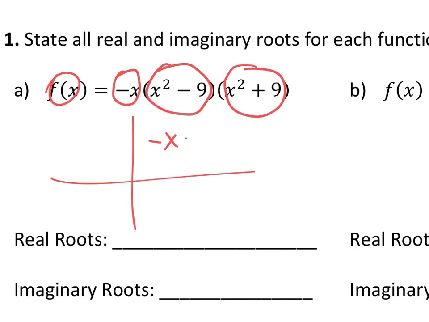Can negative x equal 0? Yeah, if x equals 0. Can x squared minus 9 equal 0? Yes. And if you can factor it, you should. x plus 3, x minus 3, and then you'd have a negative 3 and a positive 3 as real roots. Why? Because I didn't ever have to do the square root of a negative.